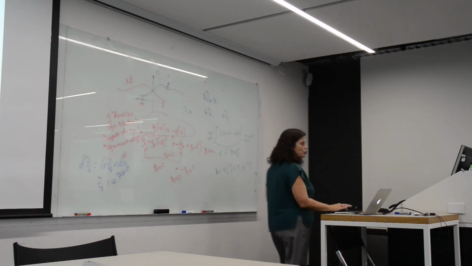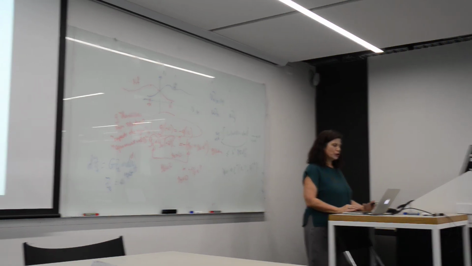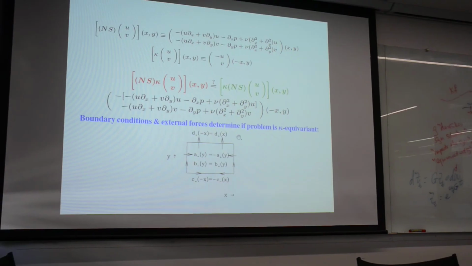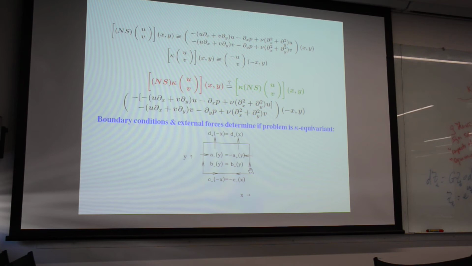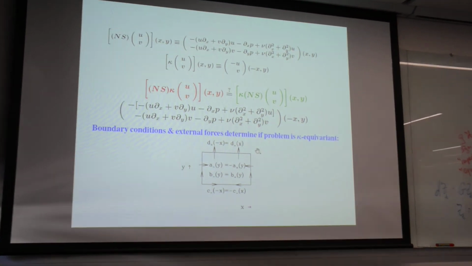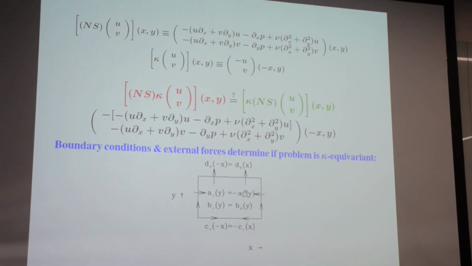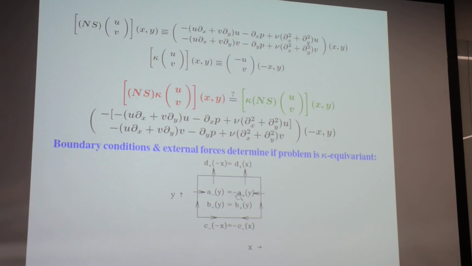Okay? So in a little square like this, or a rectangle, what's going to determine whether your problem is reflection symmetric is the boundary conditions. Here I drew a kind of square apparatus so that the shape is okay, but you have boundary conditions with certain values, and you have to have either oddness or evenness of those boundary conditions.